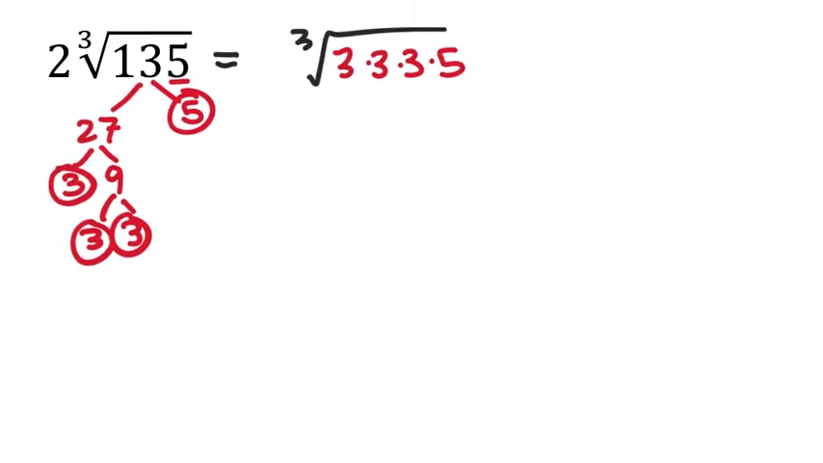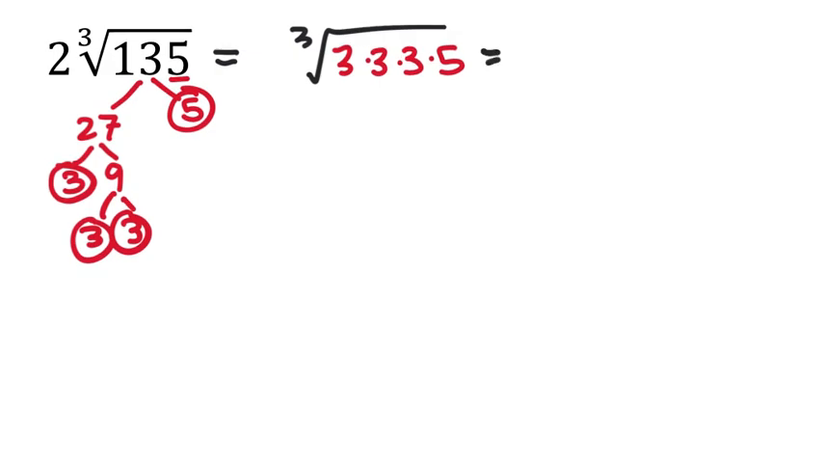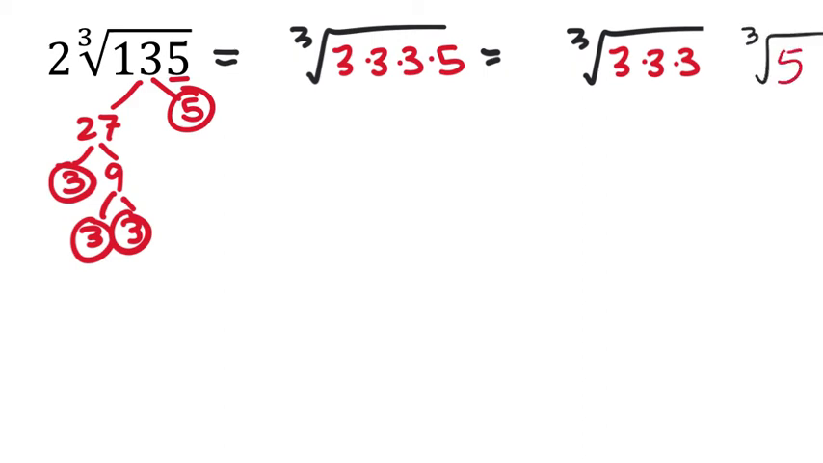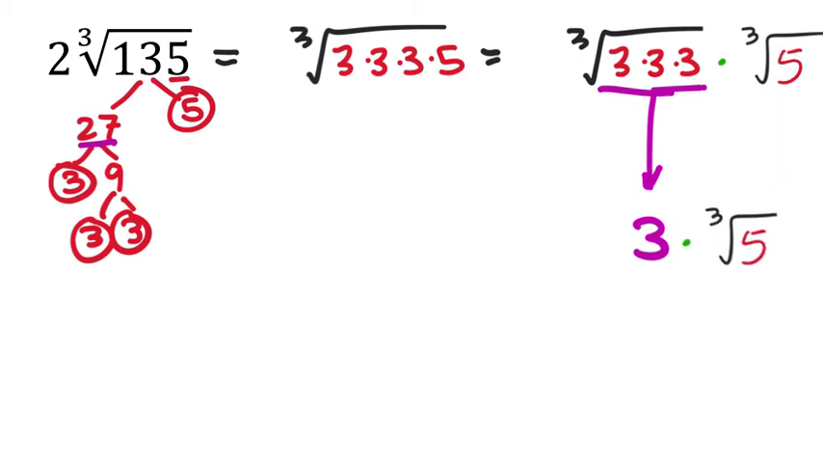Okay, well, this allows me to break that up into the cube root of 3 times 3 times 3, and then, again, that's still being multiplied by the cube root of 5. But we have this triple 3 right here, which means that what number multiplied by itself 3 times here is 3. And I guess that would have been the 27. Okay, so we'll still multiply this by the cube root of 5.